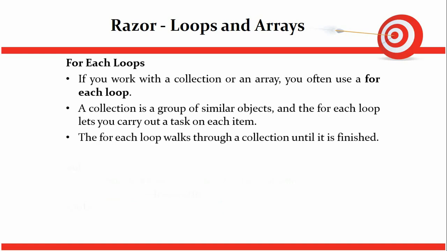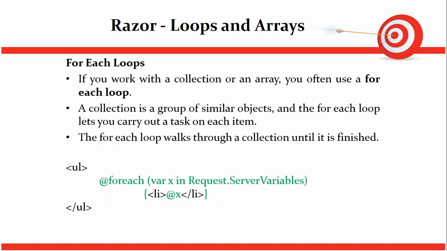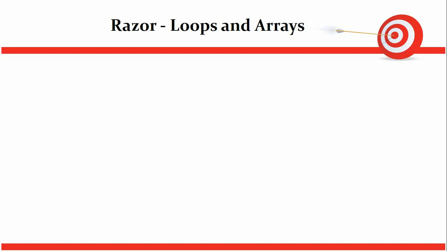So the foreach loop is also possible like this. In one line we have written @foreach, and then we say var x in Request.ServerVariables. That ServerVariables will return a lot of properties about that particular request. So all those things I have printed using a list. You just try this in your system when you have time. It's the same syntax. That's the foreach syntax.